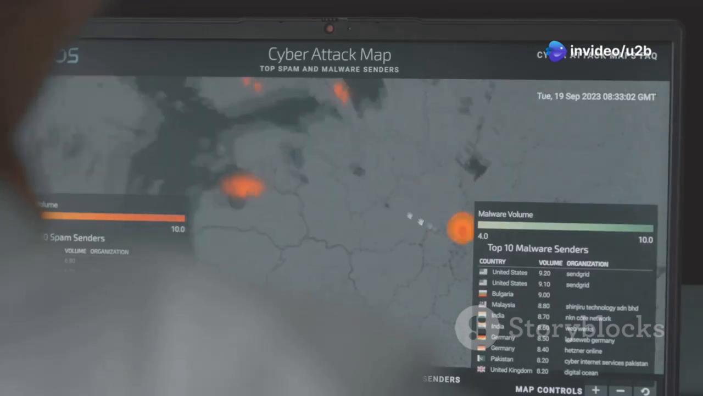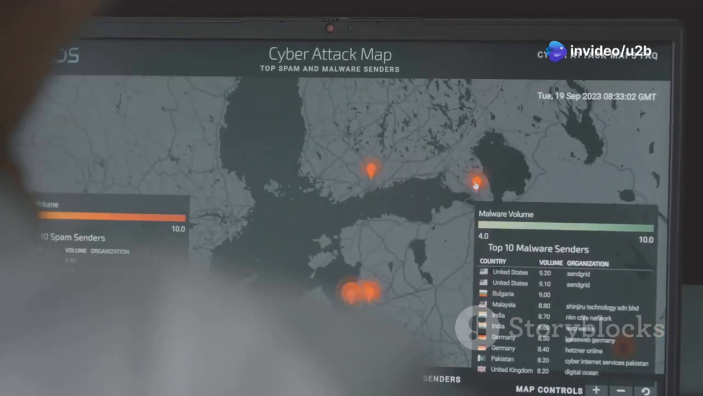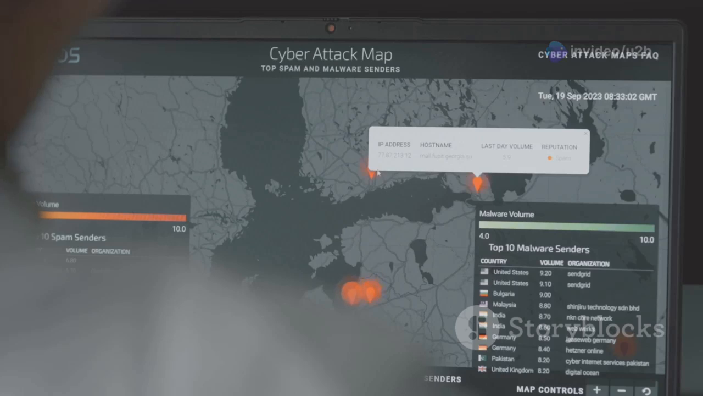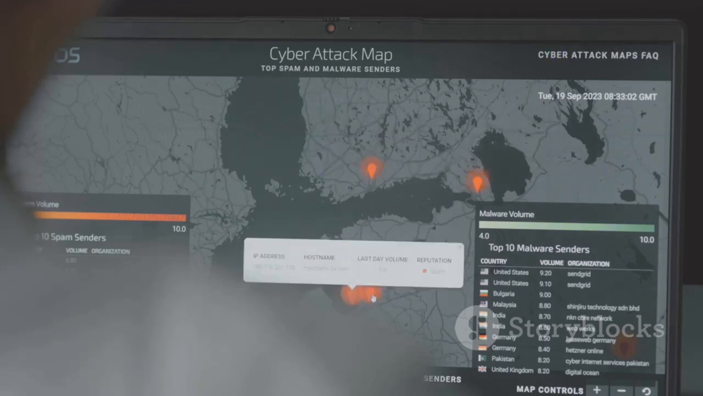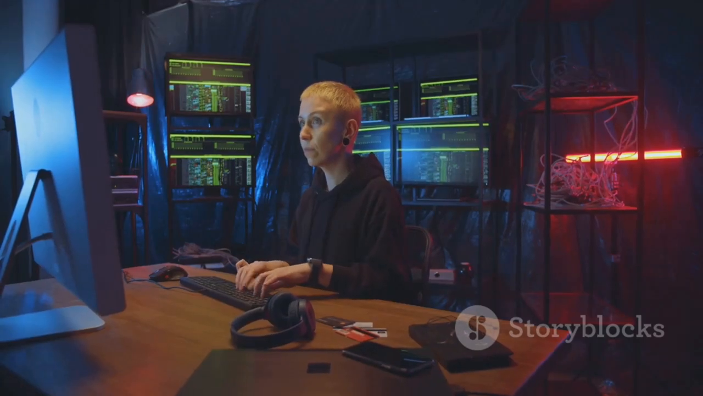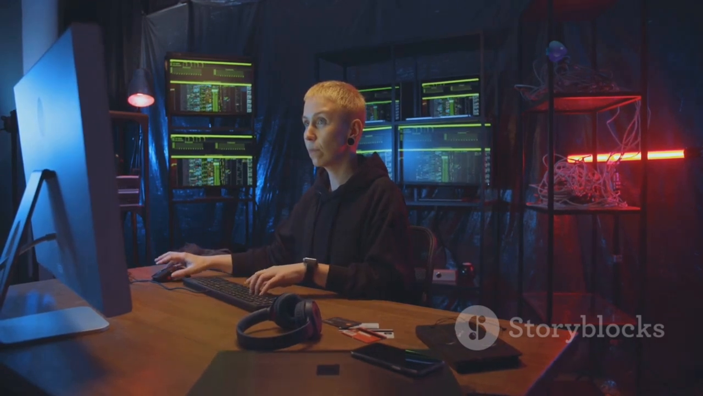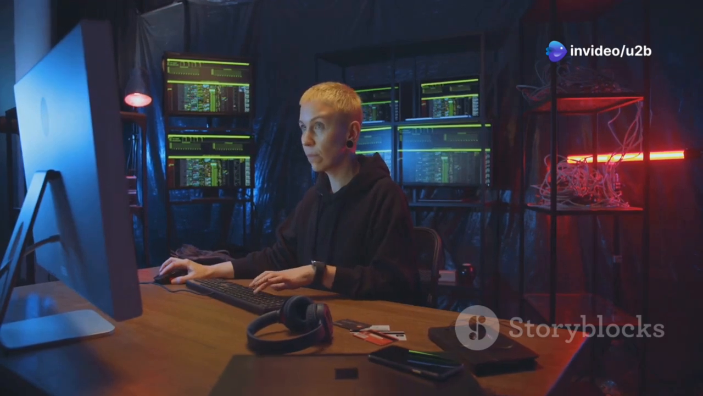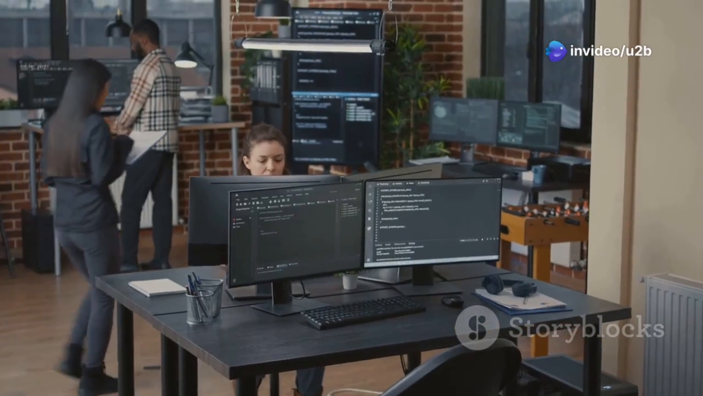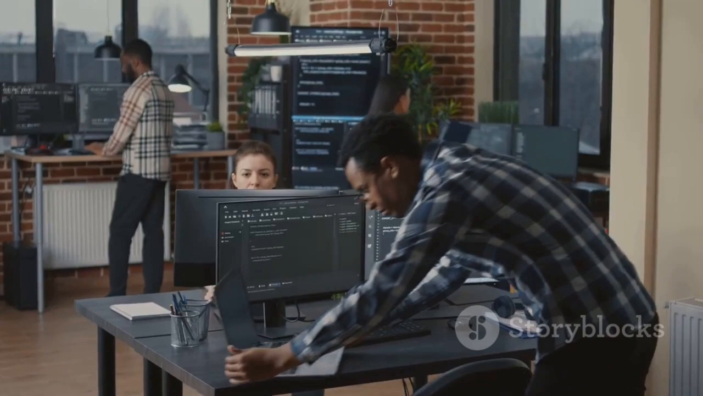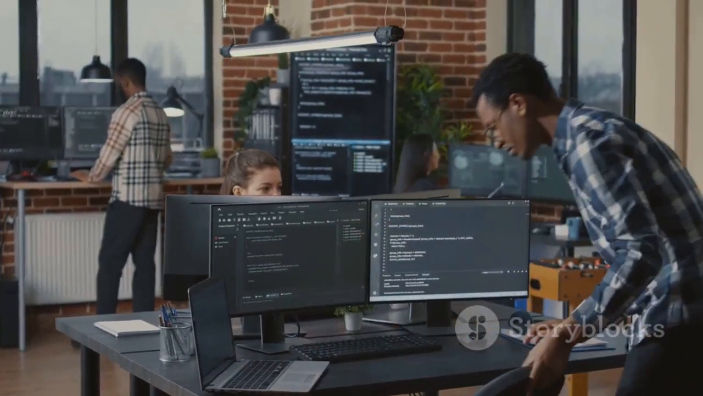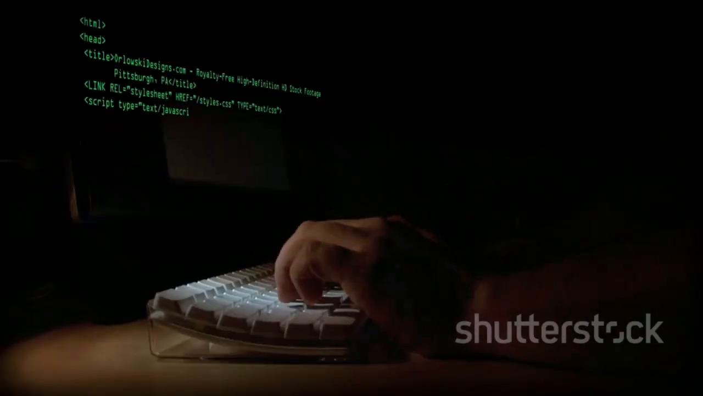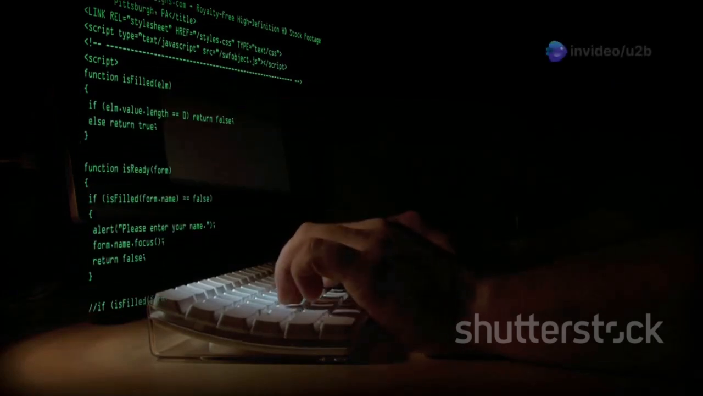4. Vulnerability assessment. Once potential vulnerabilities have been identified, they need to be assessed for their severity and potential impact. This involves analyzing the vulnerability, understanding its exploitability, and determining the potential consequences of a successful exploit. 5. Remediation. Once vulnerabilities have been assessed, the next step is to remediate them. This might involve fixing code, reconfiguring systems, or applying security patches.